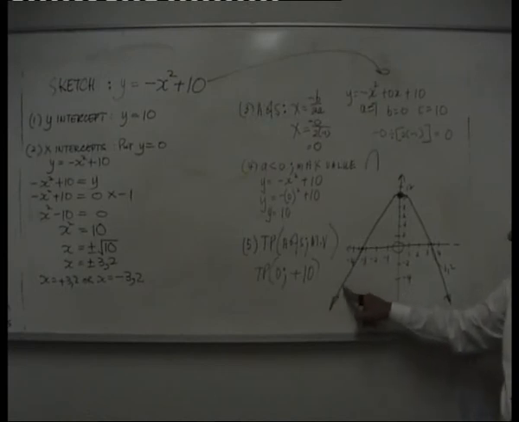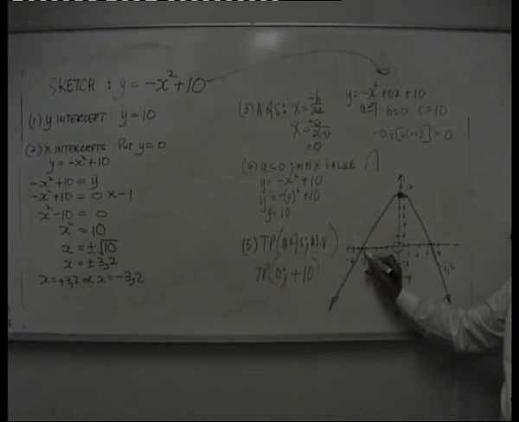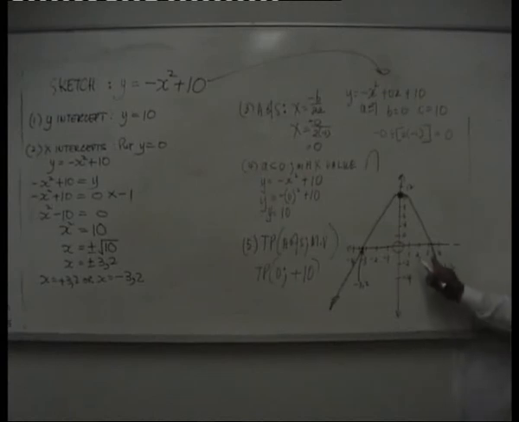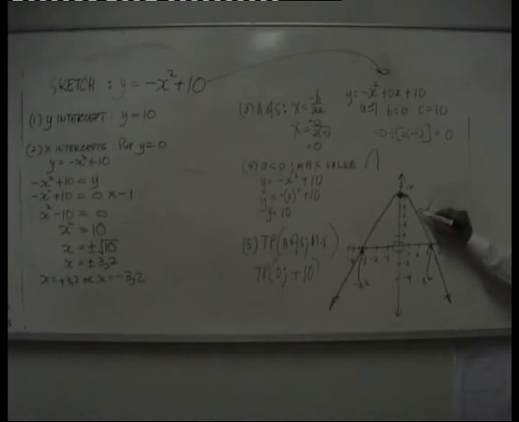Just take this out and make it a little neater. So that point there is minus 3.2. And let's neaten this up here. And that point there is 3.2. So there's your graph, and don't forget to label your graph. y is equal to minus x squared plus 10.